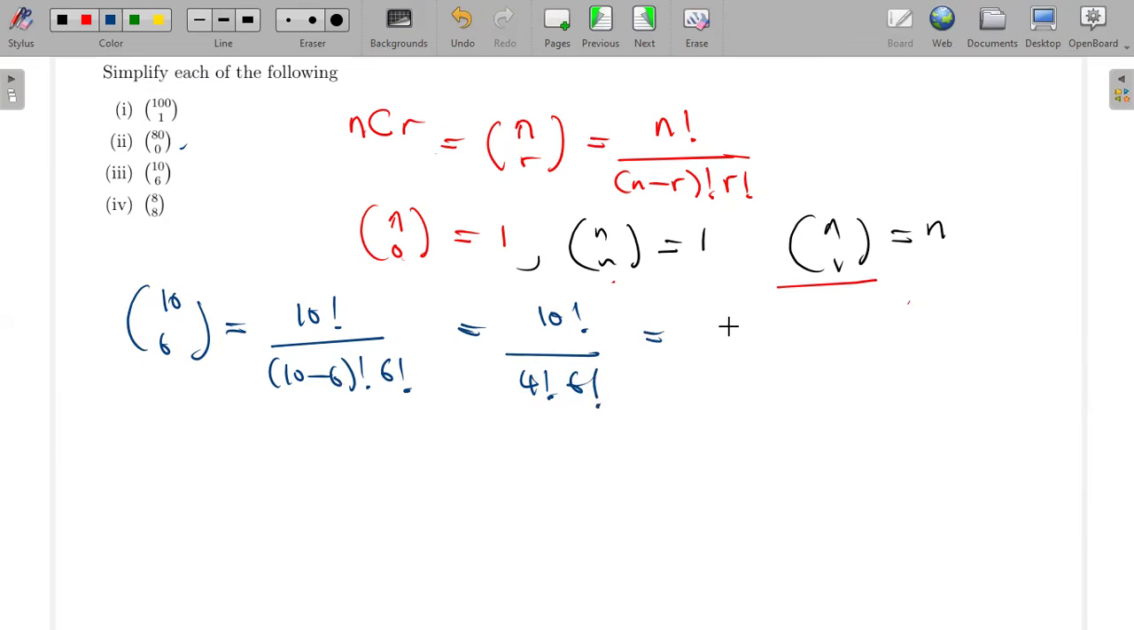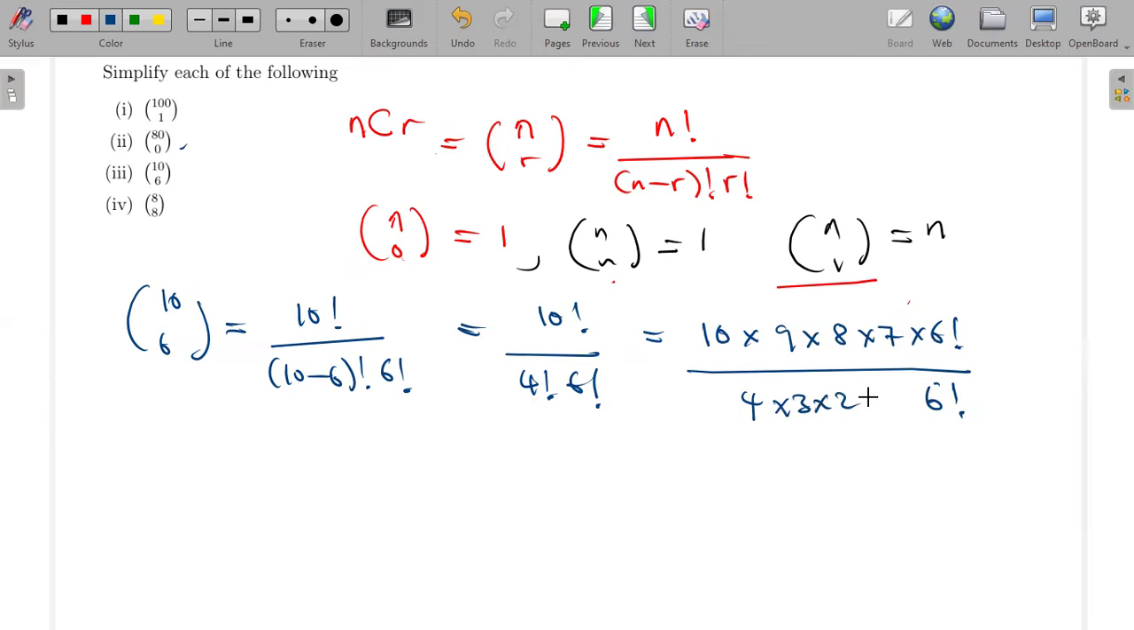So here the 10 factorial I can write as 10 multiplied by 9, multiplied by 8, multiplied by 7, and then multiplied by 6 factorial. Why I am ending on the 6 is because I have seen a 6 factorial in the denominator. So that 6 factorial is going to divide that 6 factorial. And then you have 4 factorial, which I can write as 4 multiplied by 3, multiplied by 2, multiplied by 1. So here I can divide the 6 and the 6, and then what do I remain with?